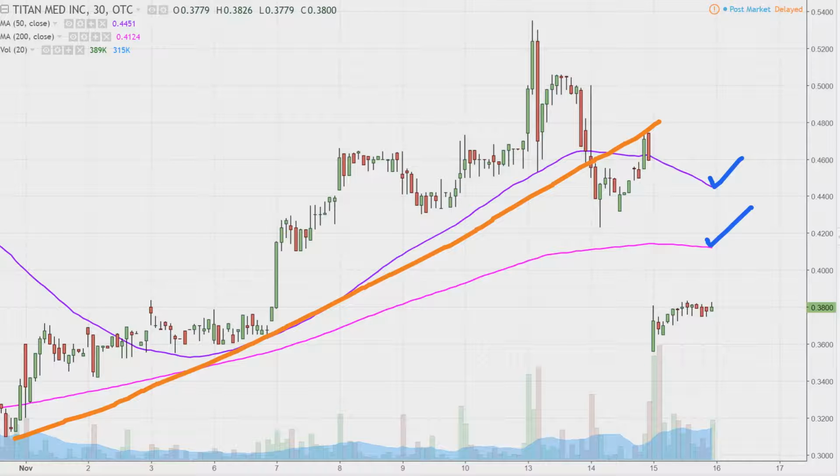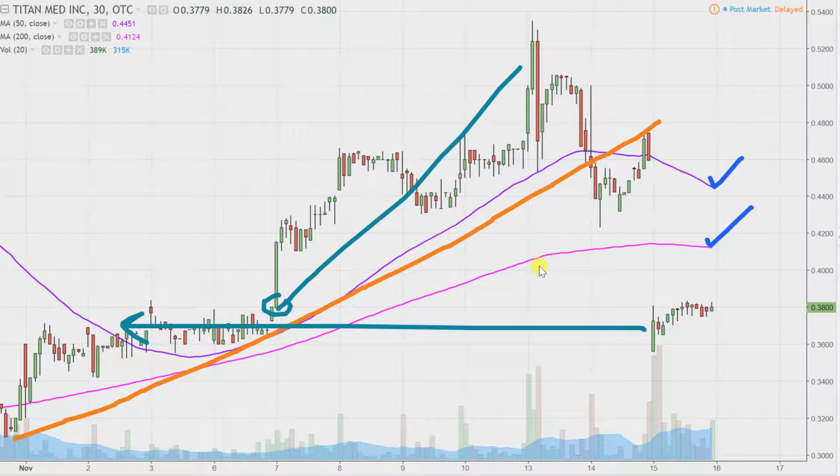And kind of the final nail in the coffin, as far as justification to say the party's over, is the price is literally back inside of this range that it broke out of a long time ago, on the 7th. And then from there, it just continued on up. But it's literally right back in this range of the chart.